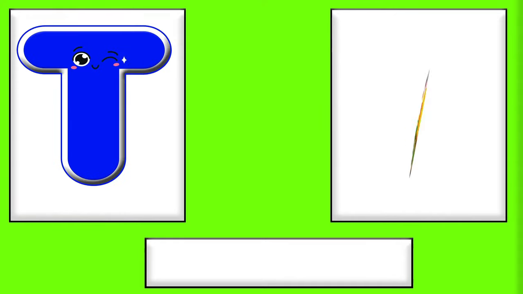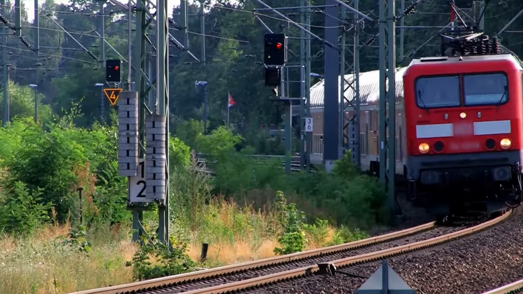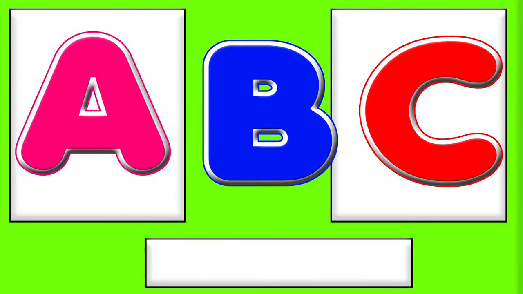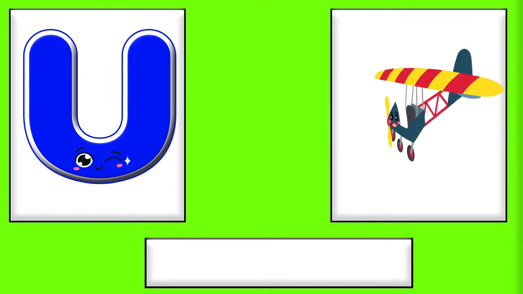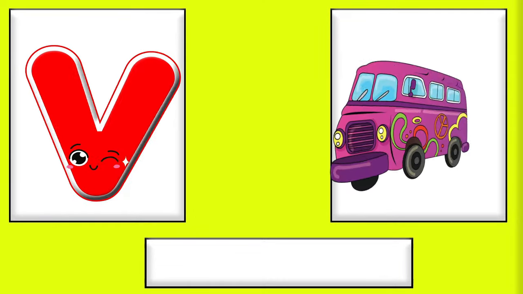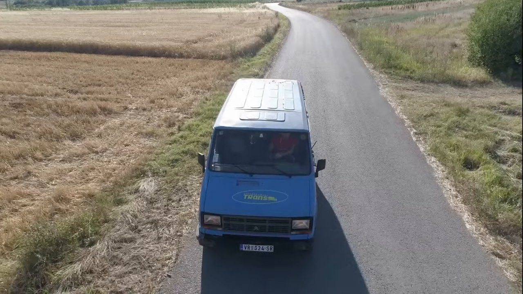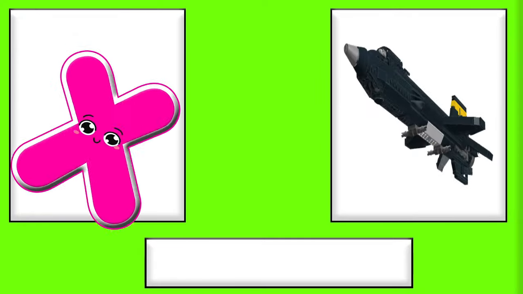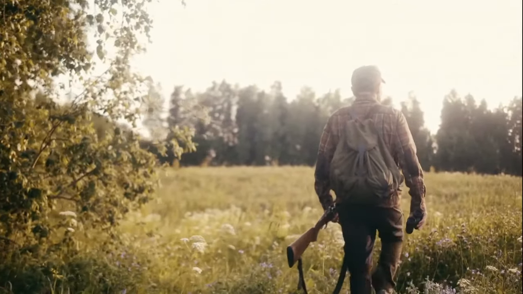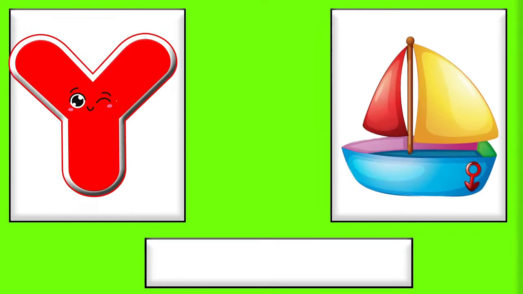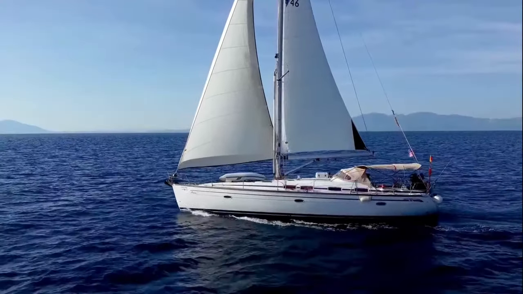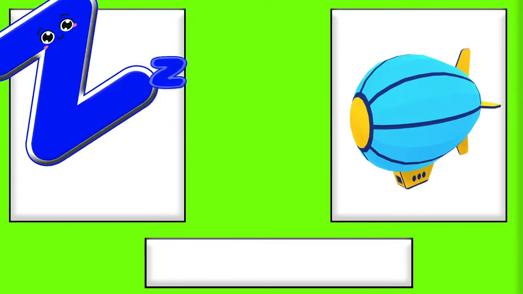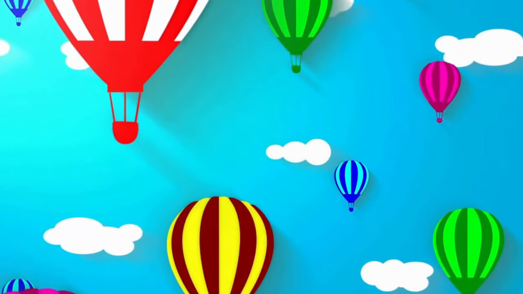T is for train, t t train. U is for ultralight, u u ultralight. V is for van. Y is for yacht, y y y. Z is for zeppelin, z z zeppelin.